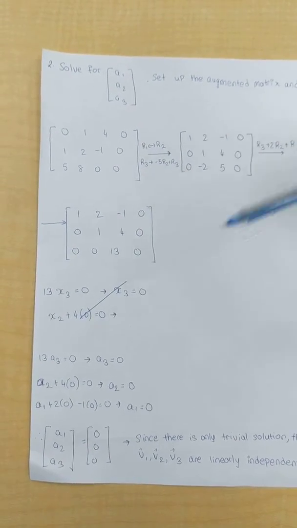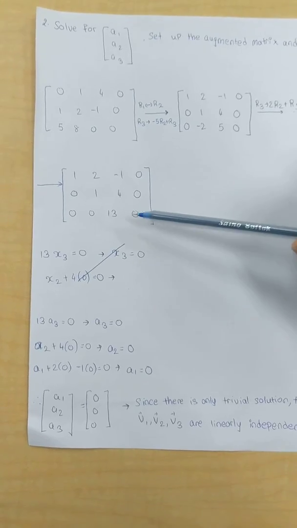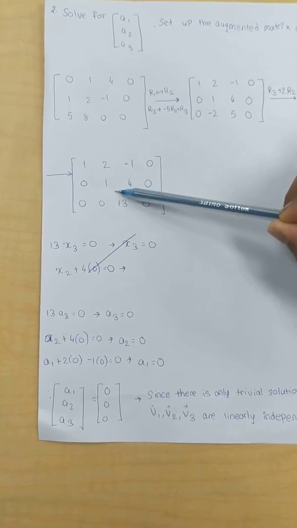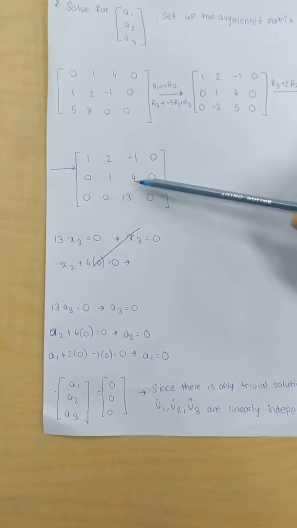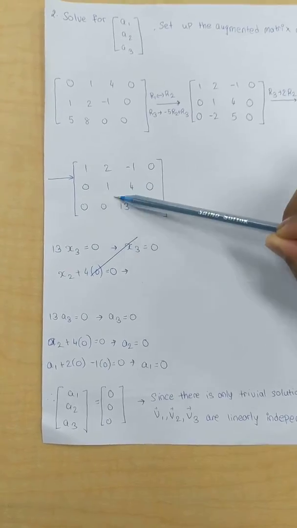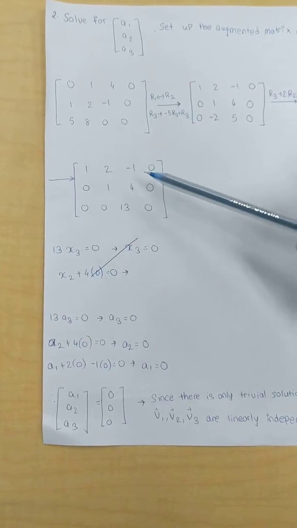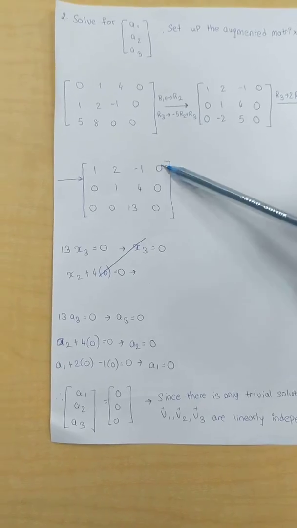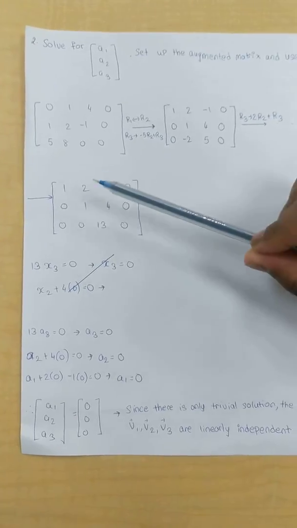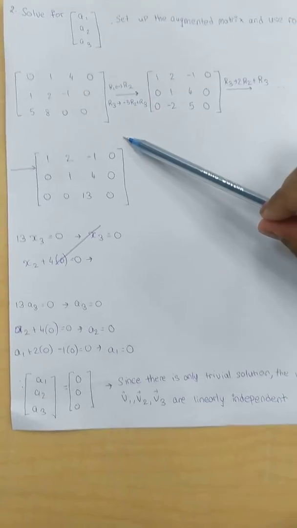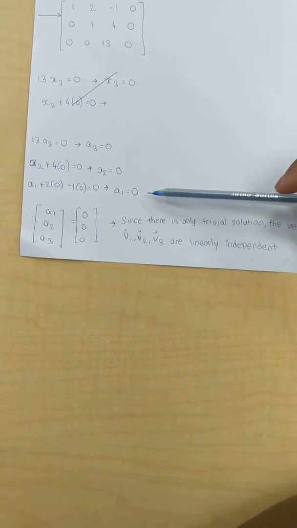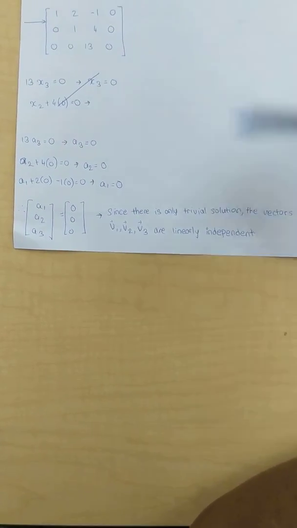Now from the matrix you can clearly see that a3 equals 0, a2 plus 4 a3 equals 0, but since a3 already equals 0, a2 also equals 0, and a1 plus 2a2 minus a3 equals 0, but since a3 and a2 equal 0, a1 also equals 0. And you can see right here that a3, a2 and a1 all equal 0.